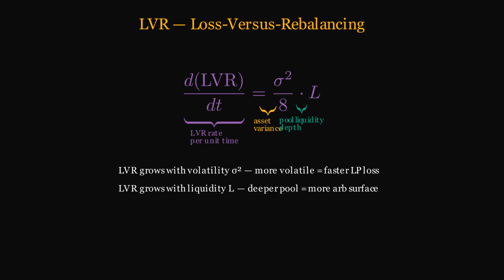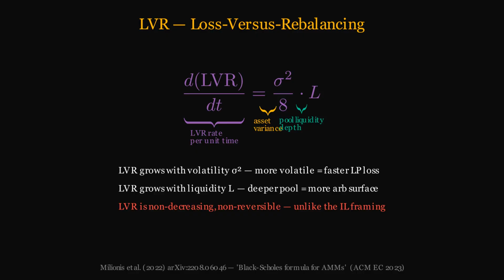LVR grows with asset variance, more volatile assets bleed more. And it grows with pool liquidity depth, deeper pools offer a larger arbitrage surface. Critically, LVR is non-decreasing and non-reversible. The loss accrues every block. It does not recover when prices return to entry. This is why LVR is the more honest framing than impermanent loss. Published at ACM Economics and Computation in 2023.